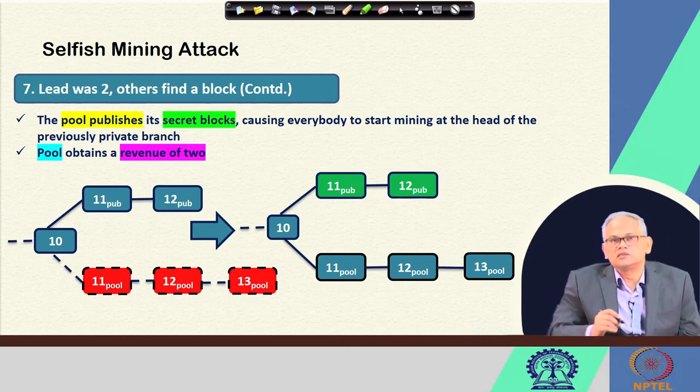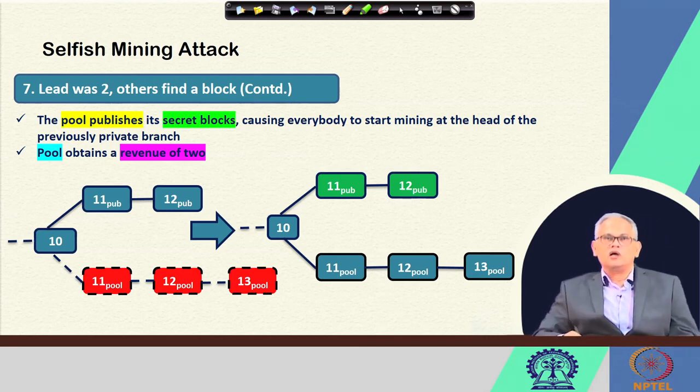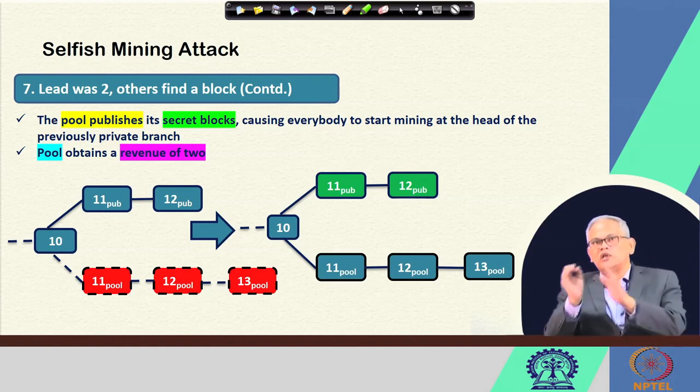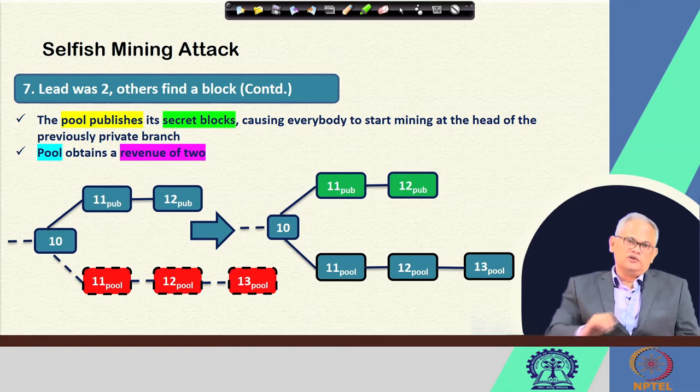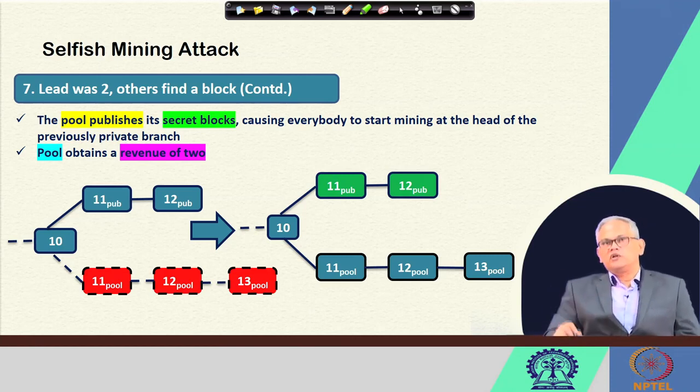And if you look at this example, those of the public, that was 11 pub and 12 pub, which were shown in blue, have now become green, meaning those are the ones which are not going to generate any revenue. But because 11, 12, 13 pool is now part of the longest chain, the attacker will be able to get the revenue out of it.